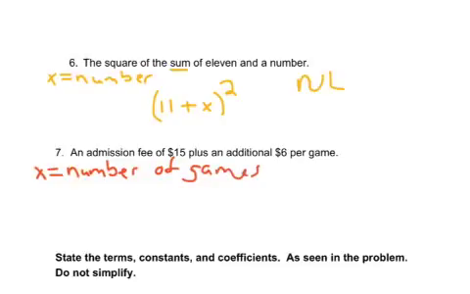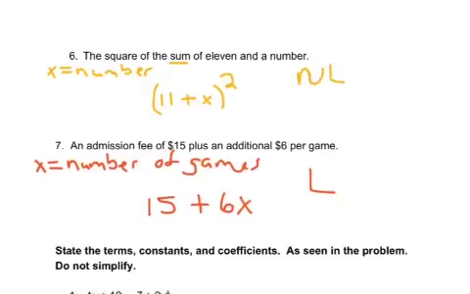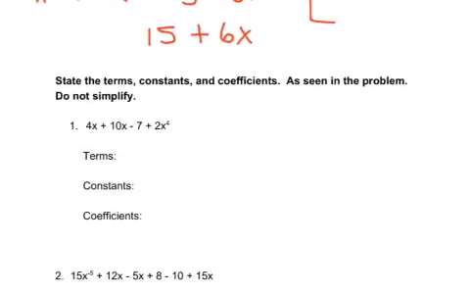An admission fee of $15 plus $6 per game. This is linear because if I look at my variable, my exponent is a 1. So when you're doing that part up there, make sure you think about those key phrases or words we made, you write down in your notebook or on that note card. That'll help you out when you're studying for this test.